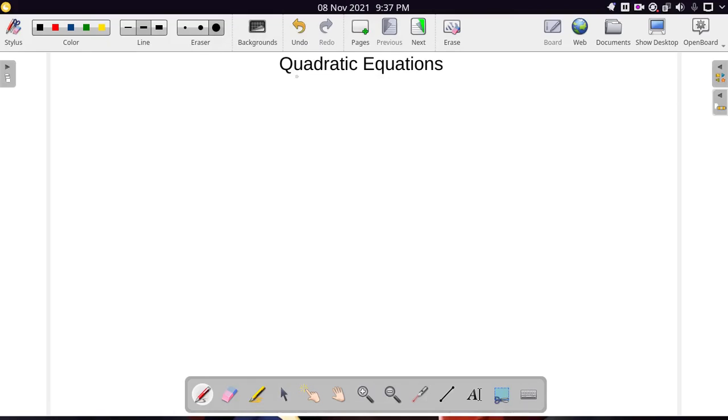Everyone, today we are going to talk about quadratic equations. So what are quadratic equations? We have learned in term 1 about polynomials. When we have a polynomial f of x and equate this f of x to 0, we get an equation which is known as a polynomial equation.